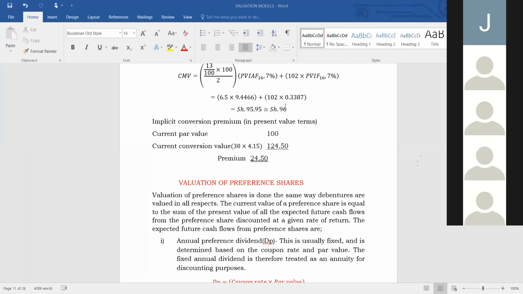I think even from your accounting perspective, you are aware that preference shareholders' return is fixed. The rate at which they earn dividend multiplied by the par value gives us the preference dividend, which is fixed. And because the preference dividend is fixed, that return is an annuity.